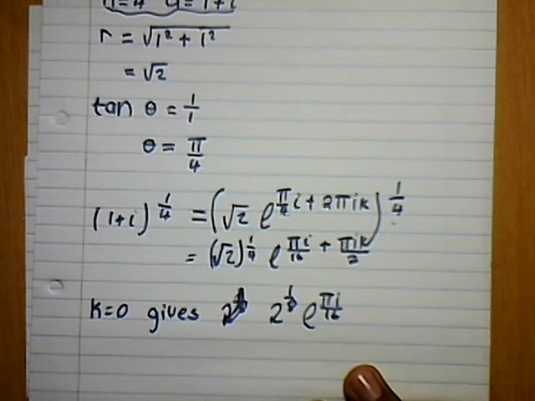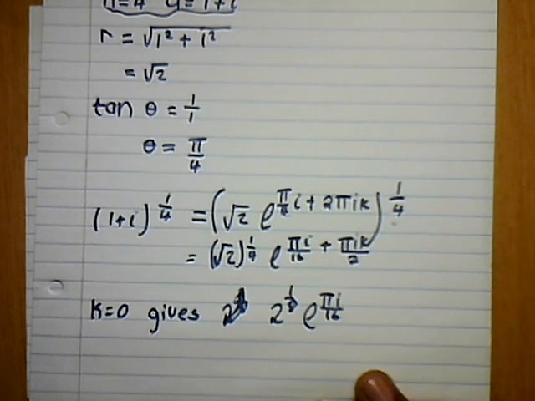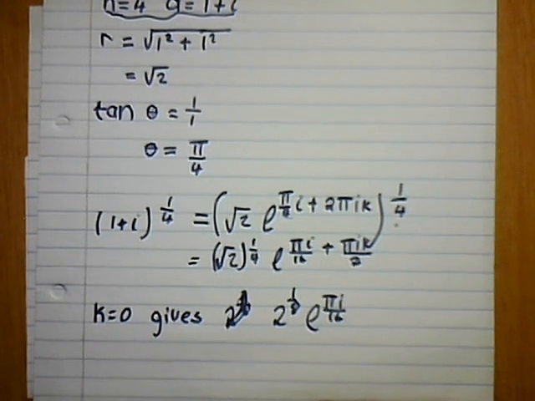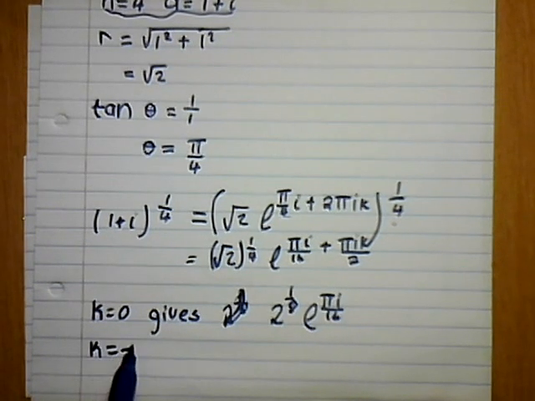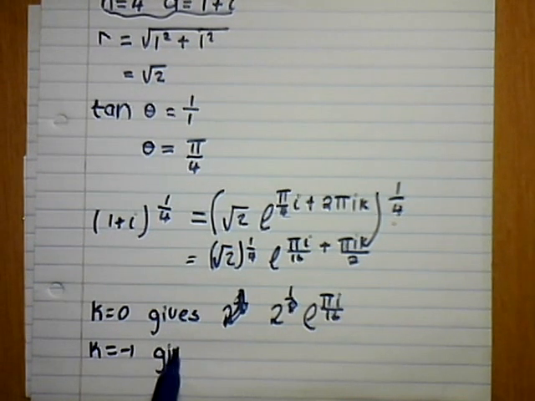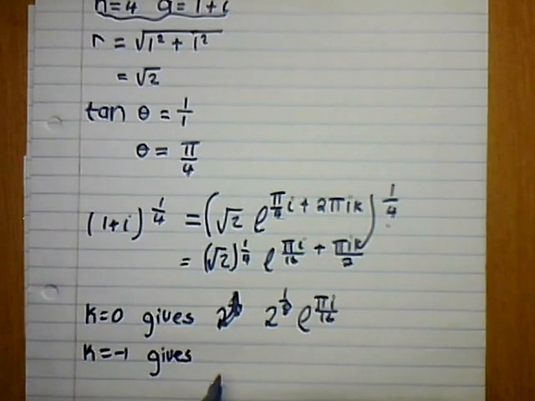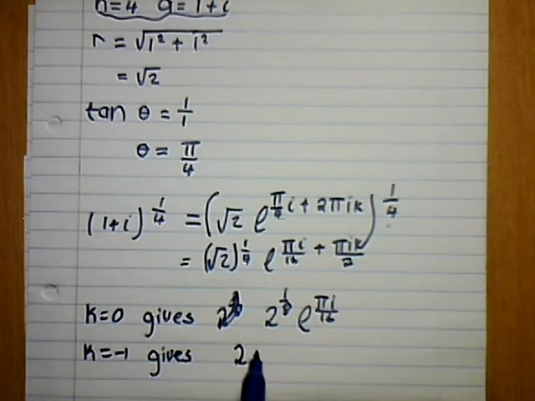Now going on, we get the value when k is given by -1. When k is equal to -1, that gives us 2 to the power of 1 over 8. Please take note, this is 1 over 8, it's not a dot.